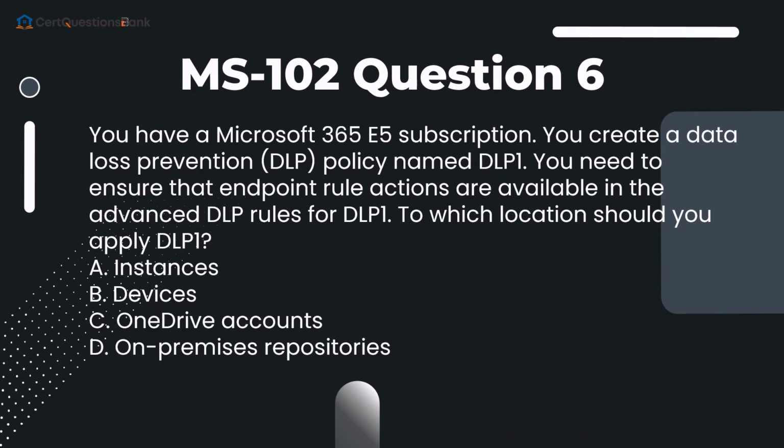You have a Microsoft 365 E5 subscription. You create a data loss prevention (DLP) policy named DLP1. You need to ensure that endpoint rule actions are available in the advanced DLP rules for DLP1. To which location should you apply DLP1? A. Instances. B. Devices. C. OneDrive accounts. D. On-premises repositories.